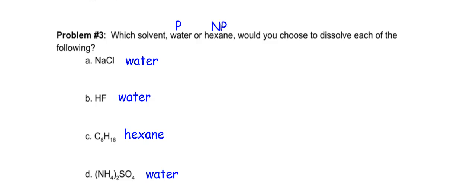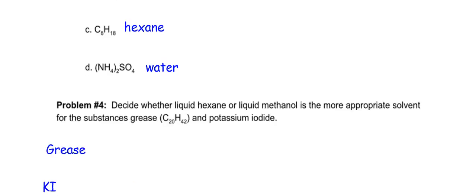Let's look at problem number 4, excuse me. All right, so decide whether liquid hexane or liquid methanol is the more appropriate solvent for the substances grease and potassium iodide. Well, is liquid hexane polar or nonpolar? I think if you recall from our discussions in the previous problem, hexane is nonpolar. What about methanol? What does methanol end in? So it's an alcohol group, which is an OH group, hydrogen bonding. Therefore, it's extremely polar, isn't it?